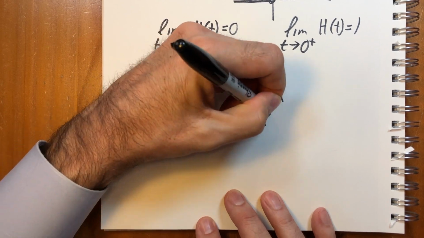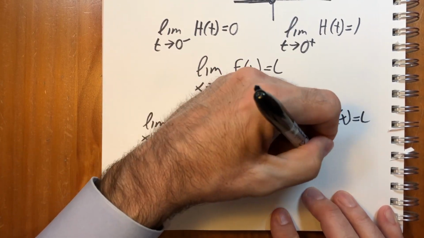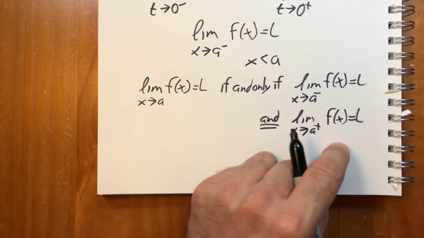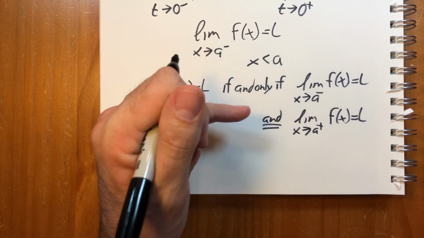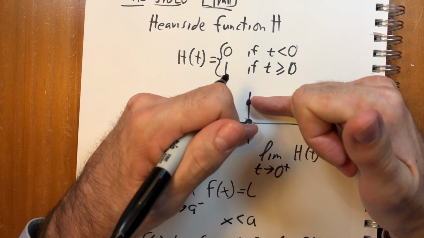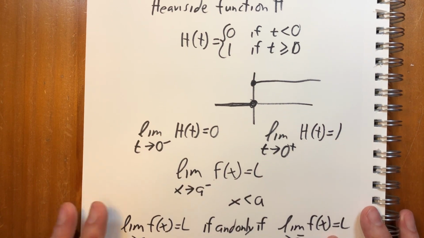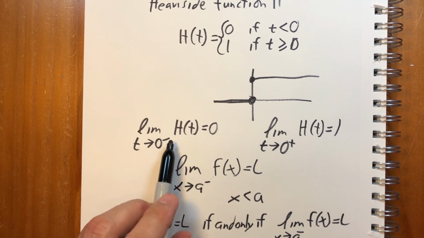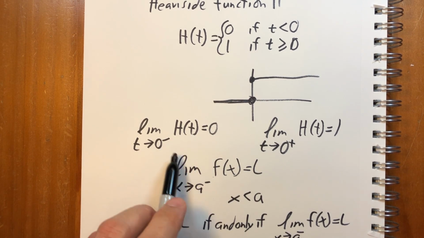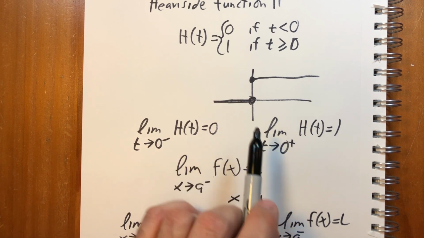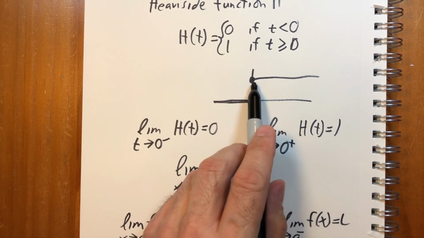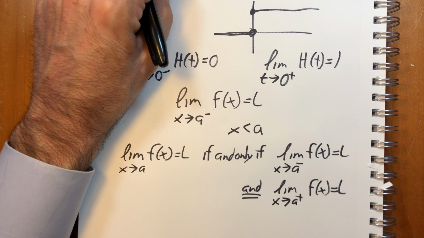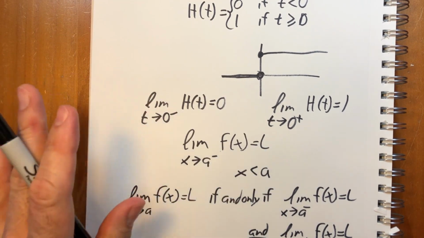So given this, the following is true. The limit as x approaches a of f of x equals L if and only if it equals that coming at it from both sides. So it means the left-hand limit equals L and the right-hand limit equals L. They have to equal the same thing or this limit does not exist. So notice here, what this means is the left-hand limit of the Heaviside function as t approaches 0 from the left does exist. It equals 0. And coming at it from the right, it does exist. It equals 1. It's just that they don't equal each other, so the limit of the Heaviside function as t approaches 0 does not exist.